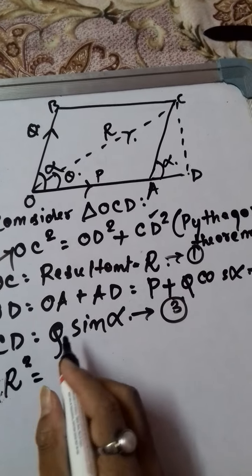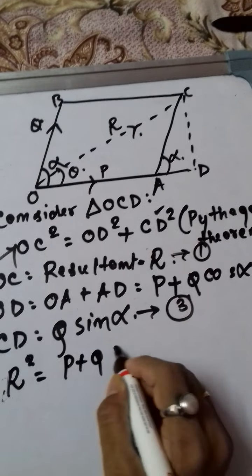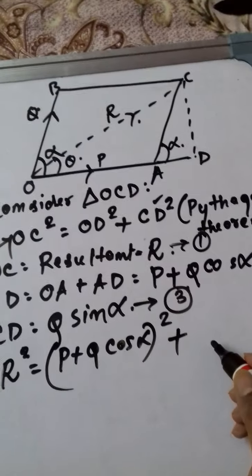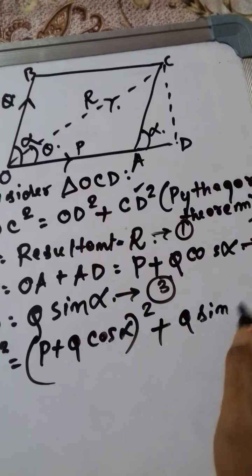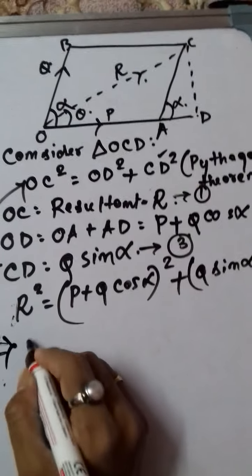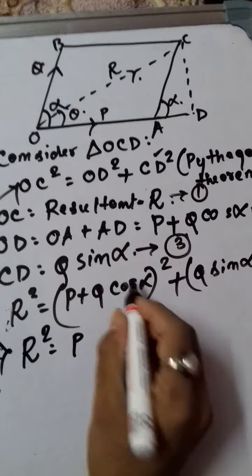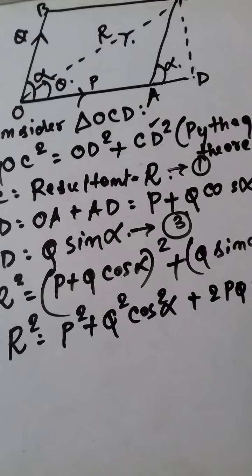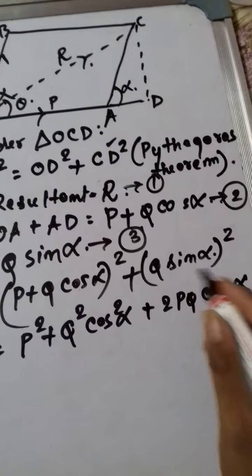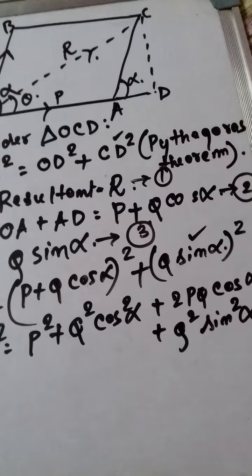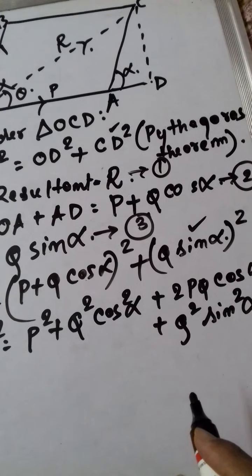that is, R square should be equal to OD. OD was P plus Q cos alpha, whole square, plus CD square. CD was equal to Q sin alpha, right? So let us simplify this. R square is equal to, this is A plus B whole square, P square plus Q square cos square alpha plus 2PQ cos alpha, right? Then break this thing, plus Q square sin square alpha. I hope it is clear.